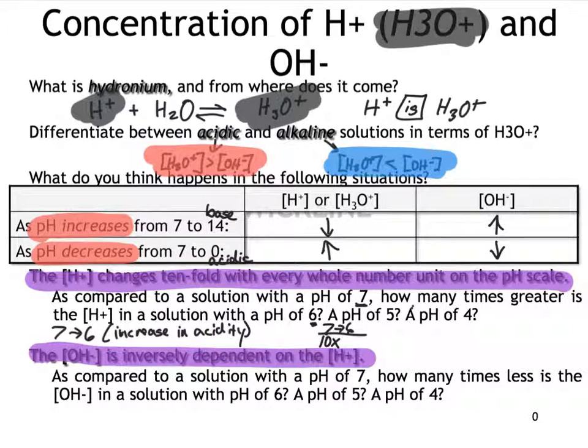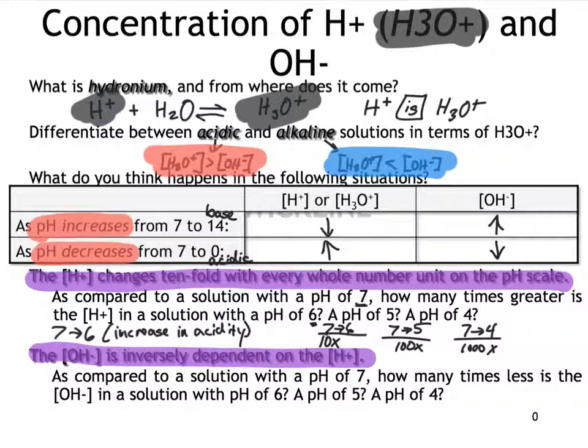If you were going from 7 to 5, that's 2 whole number units on the pH scale. So you would get a times 10 times 10 effect, or times 100. And if you were going from 7 to 4, that's 3 units on the pH scale, so you would get times 10 times 10 times 10, or times 1,000.